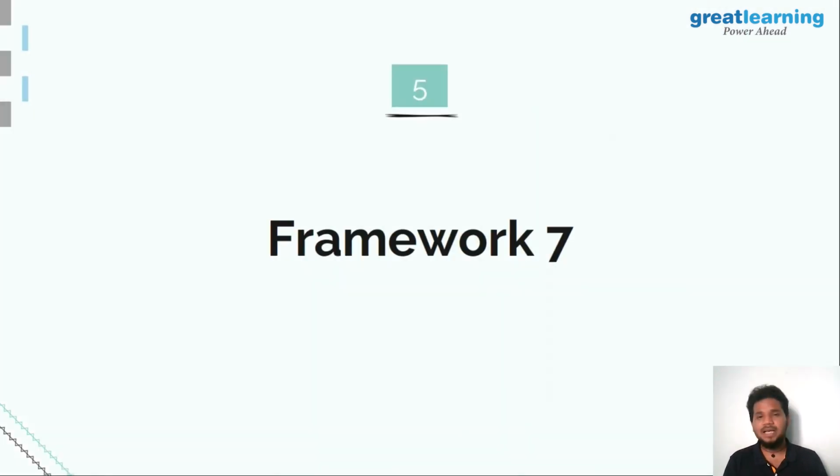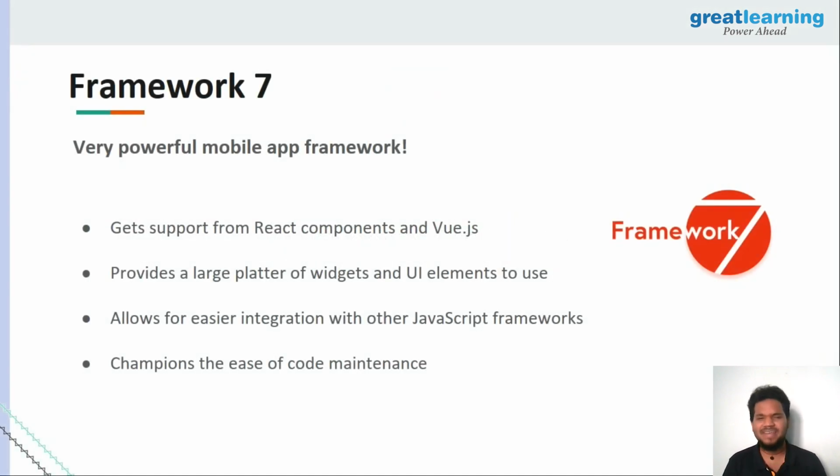Right. Now, coming to number 5, we are halfway through the list, and in the 5th position, we have Framework 7. Now, Framework 7 is a very, very powerful mobile application framework out there. It gets a lot of support from Vue.js and all the components from React as well, guys. So it packs a punch. Now, one important thing that you have to know about Framework 7 is that whenever it comes to making use of widgets, and whenever you have to place UI elements to see if they work together and if they drive the functionality as much as the aesthetics, I think Framework 7 is a tool that you guys definitely should be exploring.